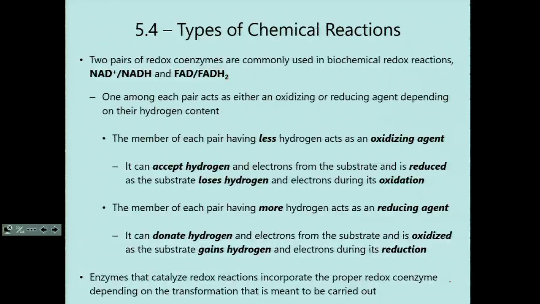reduction direction. Okay? So again, as I've said, the member of each pair that has less hydrogen acts as an oxidizing agent because it itself is becoming reduced by accepting hydrogen. The exact opposite happens with the one that has more hydrogen. It is acting as a reducing agent because it's losing hydrogen and giving it to something else. That substance is becoming reduced.